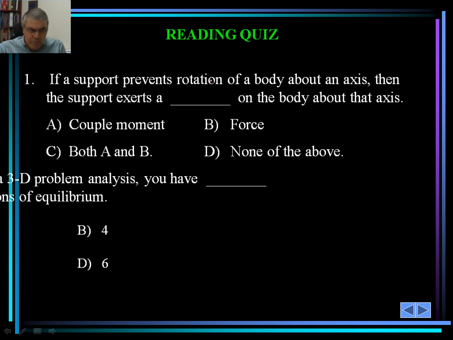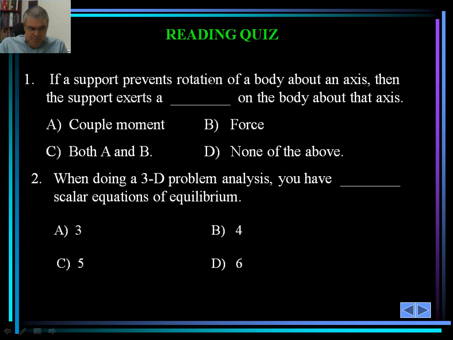So let's go over this short quiz. Number one, if a support prevents rotation of a body about an axis, then the support exerts a blank on the body about that axis. So obviously, if a support prevents rotation, that means there will be a couple moment exerted on the body about that axis, and the answer is a couple moment.